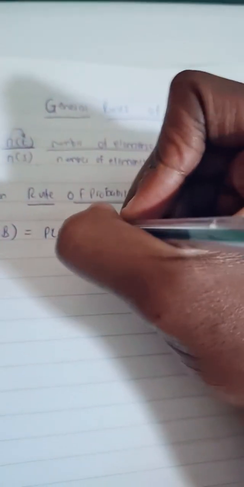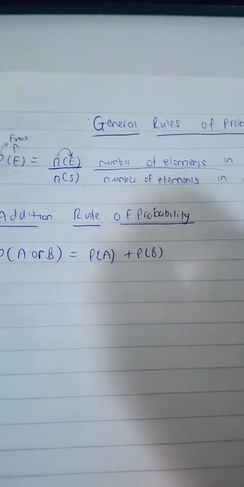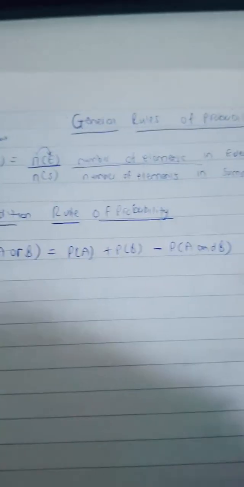Then number 2, we have the addition rule of probability. The addition rule, guys, simply says the probability of A or B is equal to the probability of A plus the probability of B minus the probability of A and B.